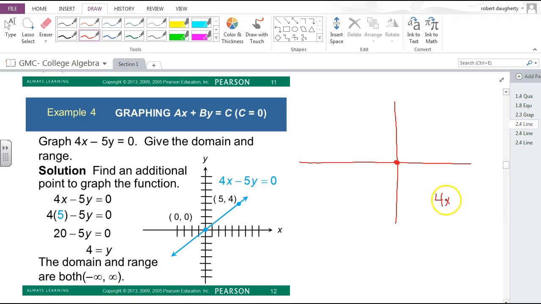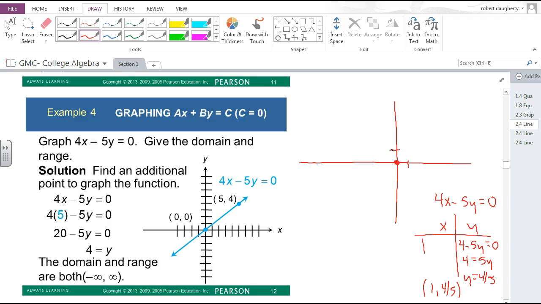So I've got 4x minus 5y equals 0. Let's just pick a number that's easy. What if x were equal to 1? If x is equal to 1, I get 4 minus 5y equals 0. So 4 equals 5y, and y equals 4/5. That tells me the point (1, 4/5) is on my graph. So not quite 1, somewhere right in here is going to be the graph of this line.